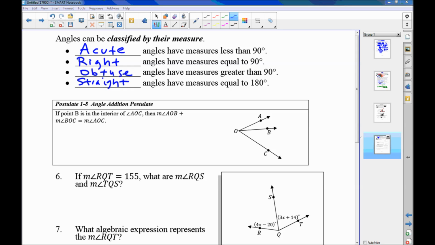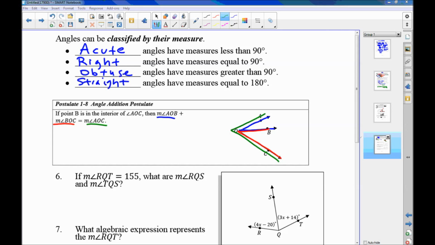Okay, we have the angle addition postulate. The angle addition postulate states that if two angles are joined on a side, then the two small angles add up to the big angle, much like what we had for the segment addition postulate. The two small segments add up to the big segment. So in this case, AOB, the blue one, plus BOC, the red one, the other little one, equals the big one, which I'll draw in green, AOC. So the two small ones, the blue and red, add up to the big green, right?